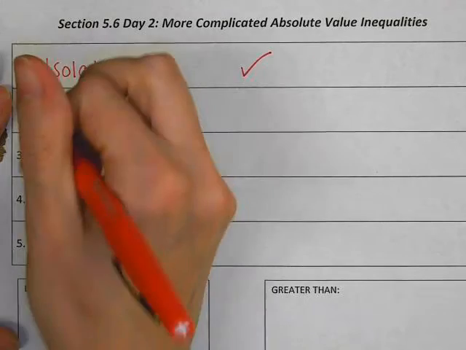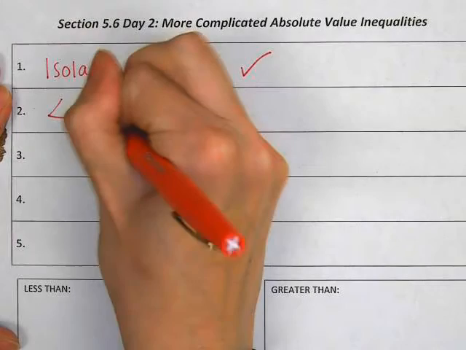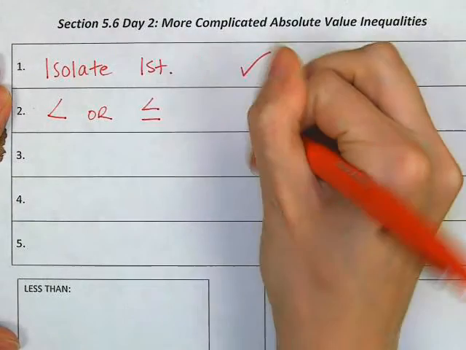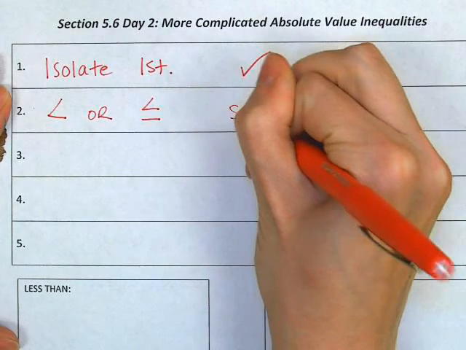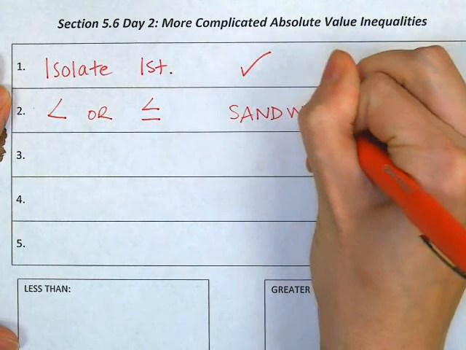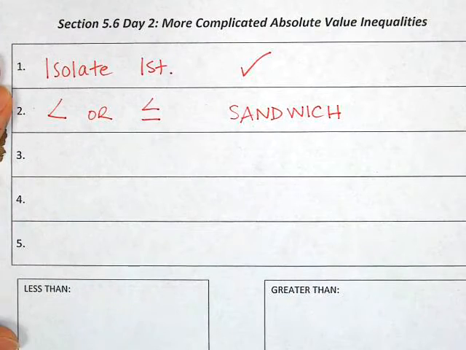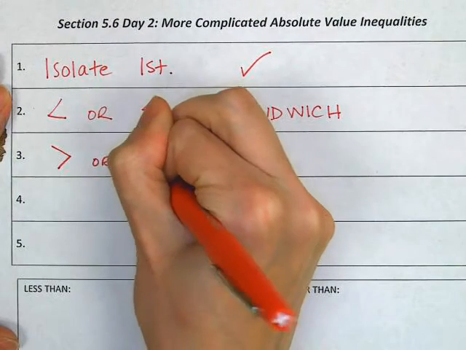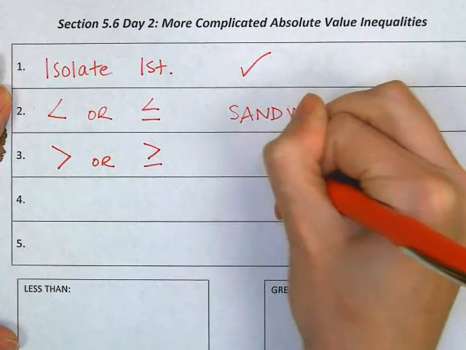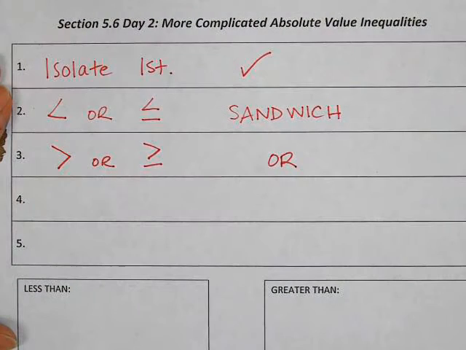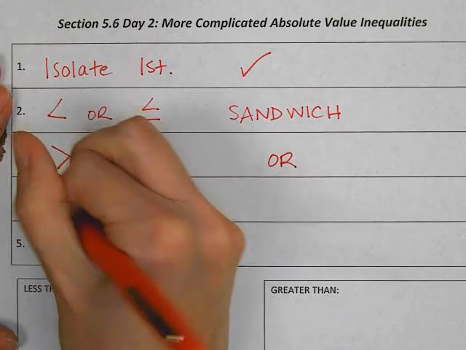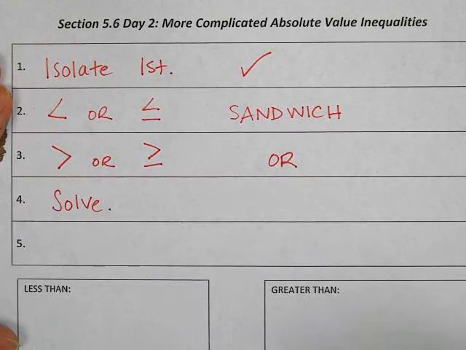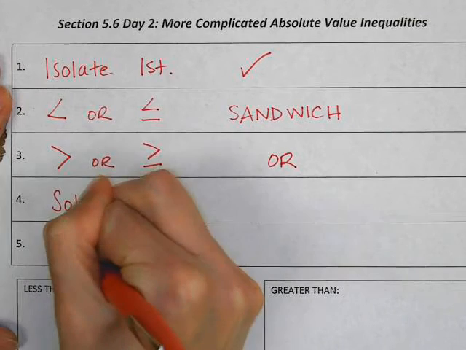And then remember, if it's a less than or a less than or equal to, it's a sandwich. Make a sandwich. If it's a greater than or greater than or equal to, we set up the or, two inequalities. And then step 4, solve, and step 5, graph.